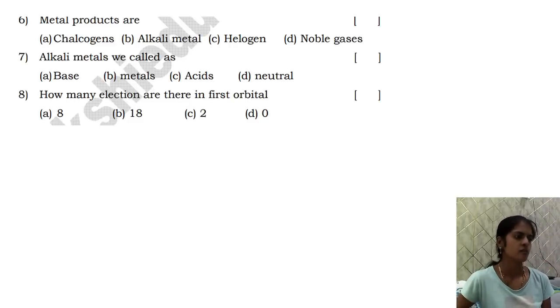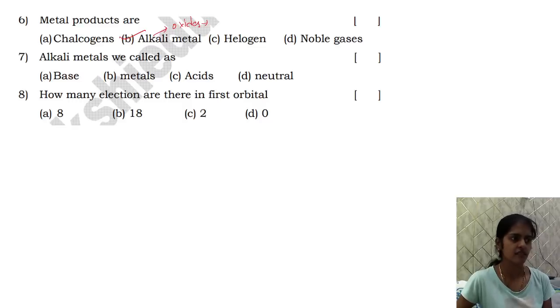Next question. Metal products are, what type of nature do they have? Metal products are usually alkali. Why alkali? Because their oxides, metal oxides, are basic in nature. So they are called alkali. They are soluble in water. Okay, next question.